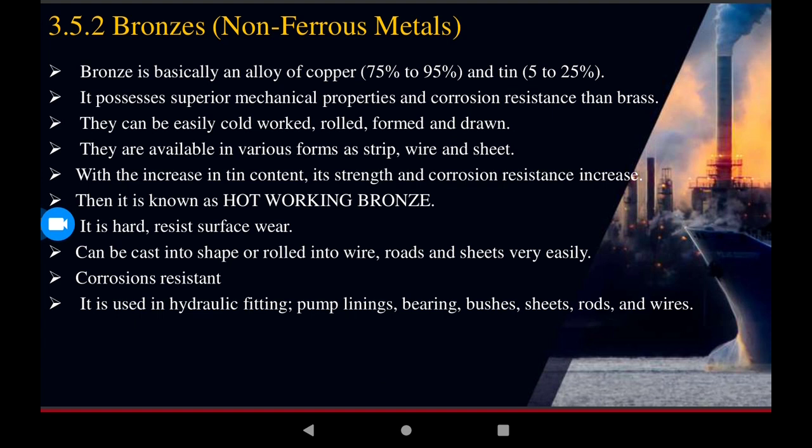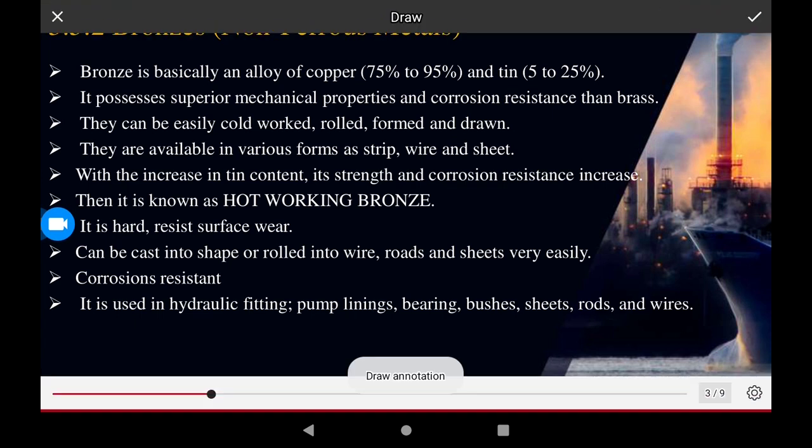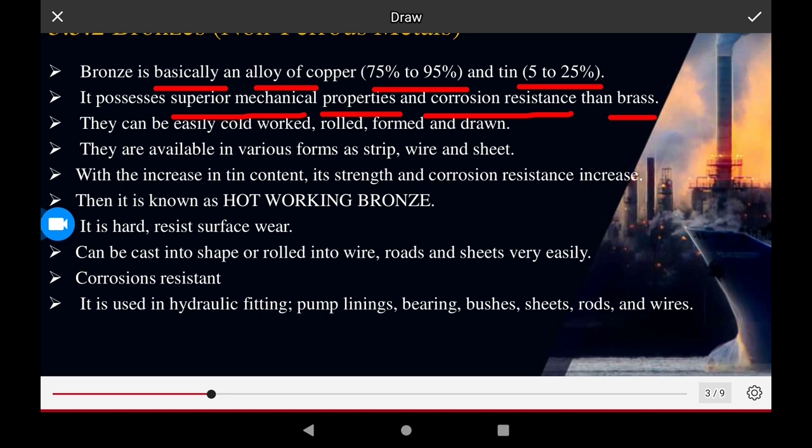Bronze is a non-ferrous metal. Bronze is basically an alloy of copper, 75 to 95% copper, and tin, 5 to 25% tin. It possesses superior mechanical properties and corrosion resistance than brass. It can be easily cold worked and rolled. It is available in various forms such as strip, wire, and sheet.